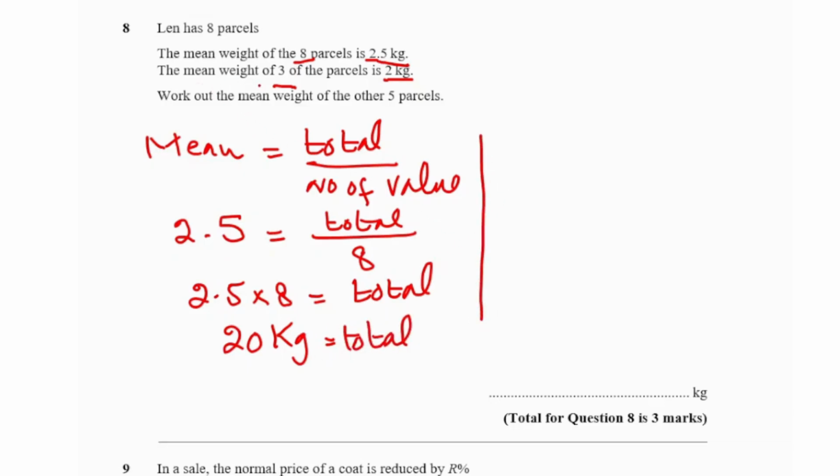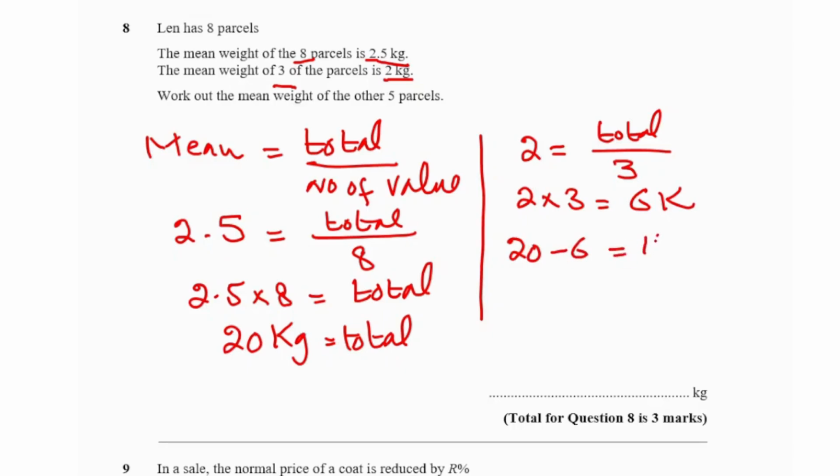Now the next part says the mean weight of 3 of the parcels is 2 kg. We're going to use the same formula. So the mean is 2 and the total we don't know, but we know that there are 3 parcels. So 2 times 3 is equal to 6 kg. Now work out the mean weight of the other 5 parcels. So the 8 parcels weigh 20 kg. So we're going to do 20 minus 6 is equal to 14 kg.